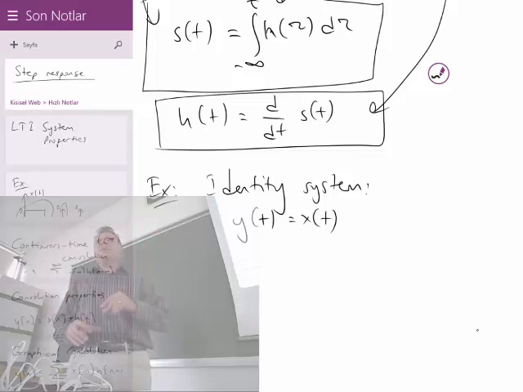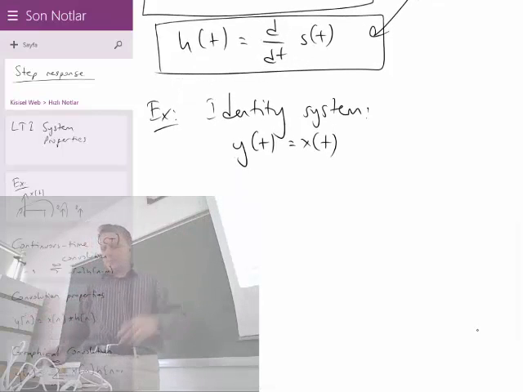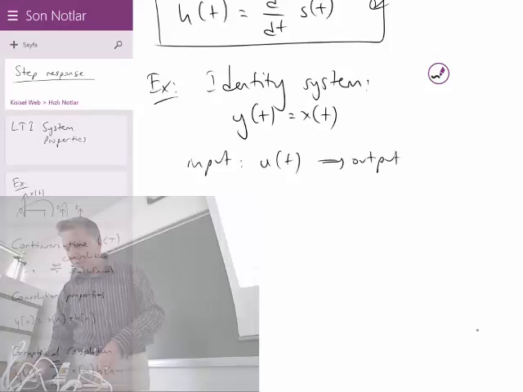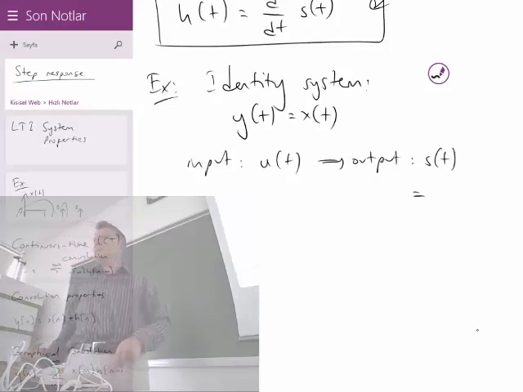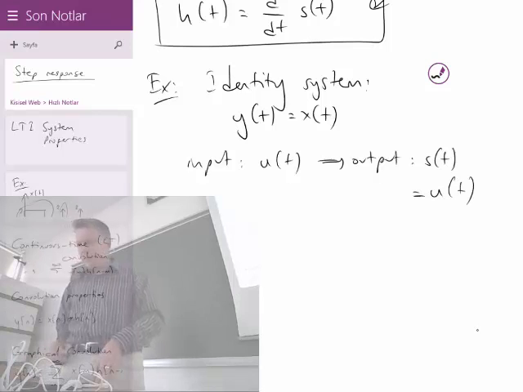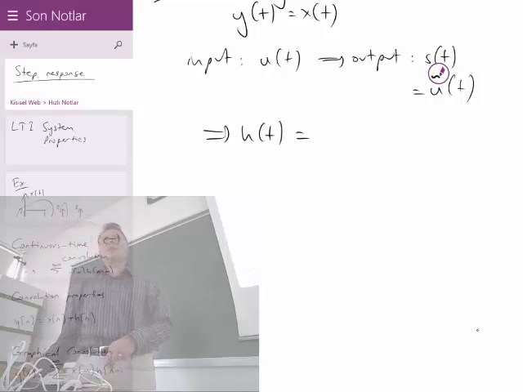But let's assume that we are not doing it that way. Instead, we apply a unit step at the input. So input is u of t, and output is the step response, s of t, is equal to what? Since it's the same as the input, it is also u of t. The step response is step, the same step. So what are we going to say as h of t? What is the impulse response then?